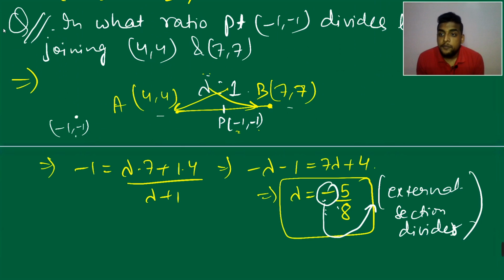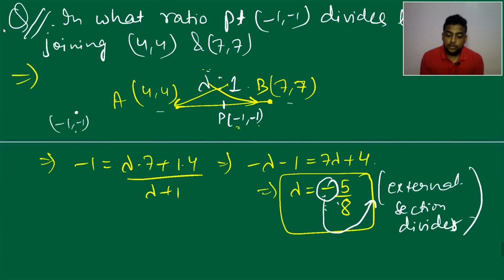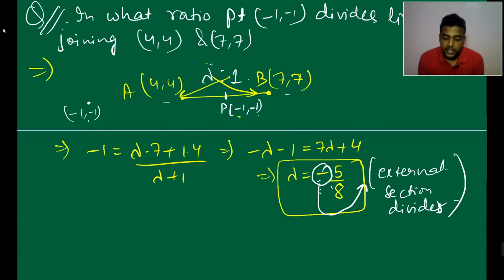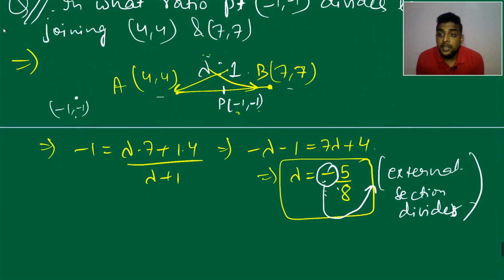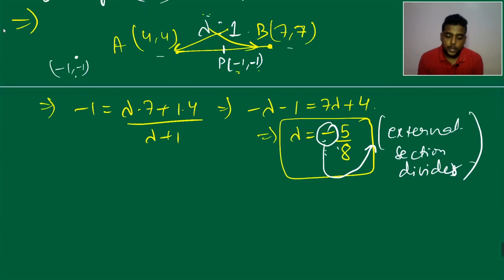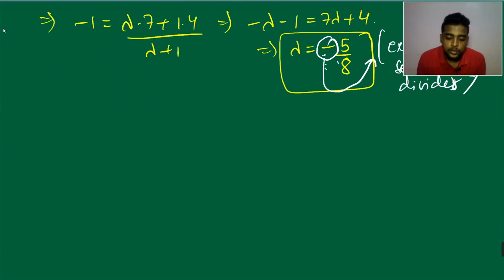Simple. Any problem? No. So write it down and make a note of it: if lambda is positive, then the point P is an internal section divider, and if lambda is negative, then point P is an external section divider. Fine. Okay, let me go to the next question.